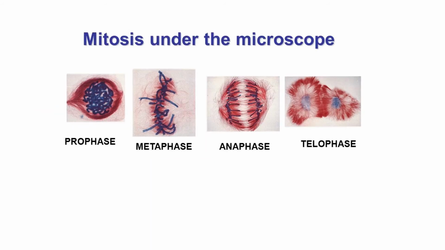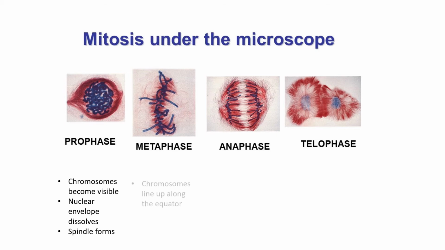So mitosis under a microscope. So this is what it looks like. So prophase, metaphase, anaphase, and telophase. These are all the 4 steps of mitosis. So in prophase, chromosomes become visible, and the nuclear envelope that houses the nucleus dissolves. The spindle forms. Metaphase, chromosomes line up along the equator. They line up along the middle.